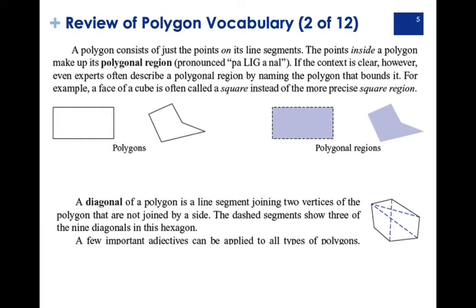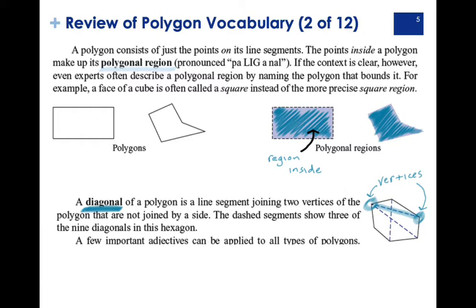So some vocabulary, we have a polygon, and then we have what's called the polygon region. And so that polygon region refers to what is inside. So the inside region there. And so think of it as if we're coloring inside the line. So that's what's called the polygon region. And a diagonal of a polygon would be any line that connects the vertices. So the vertices are those endpoints where two line segments meet.